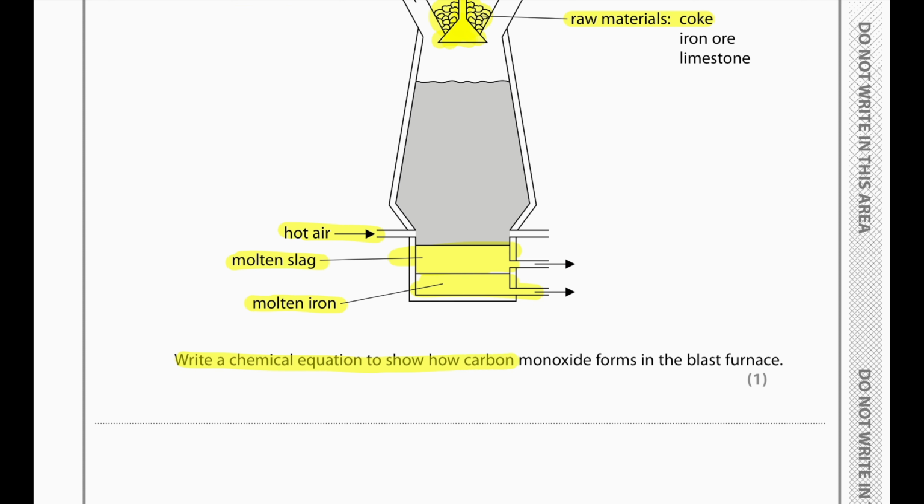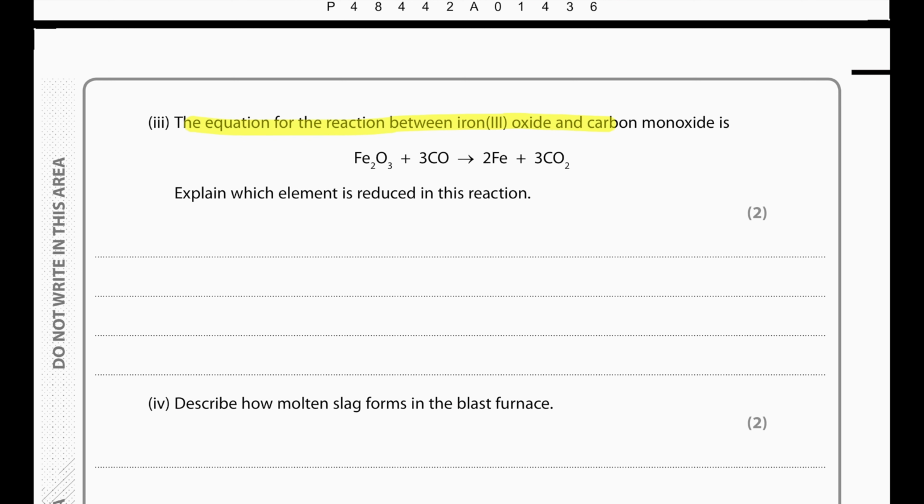Write a chemical equation to show how carbon monoxide forms in the blast furnace. In order to form carbon monoxide in the blast furnace, CO₂ is reacted with more carbon to produce carbon monoxide. The equation for the reaction between iron(III) oxide and carbon monoxide is given below. Fe₂O₃ reacting with carbon monoxide produces iron and carbon dioxide.